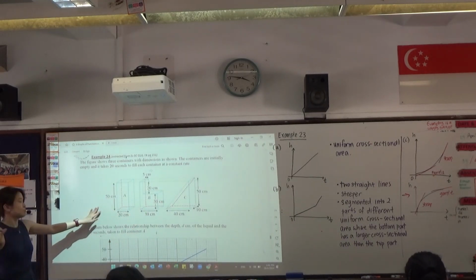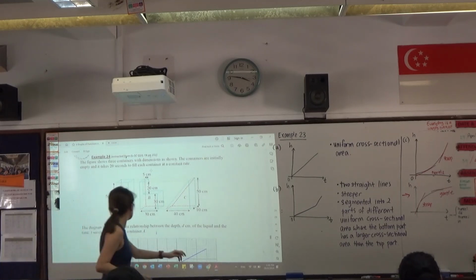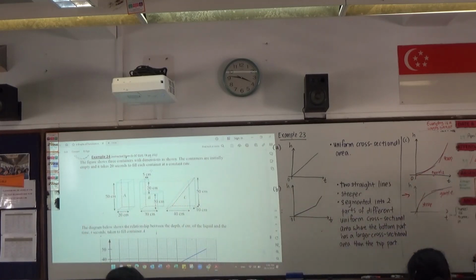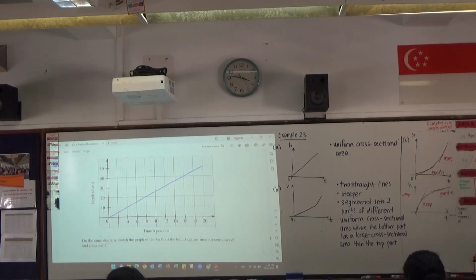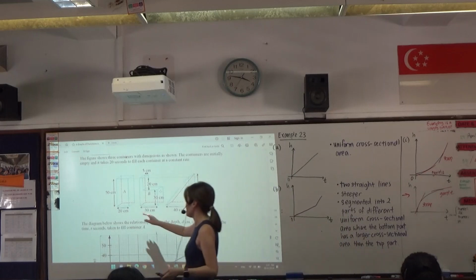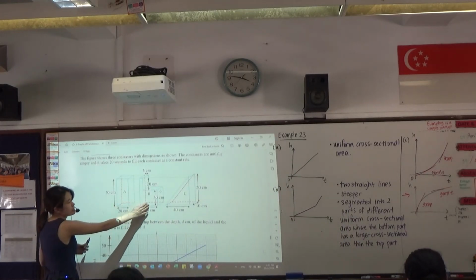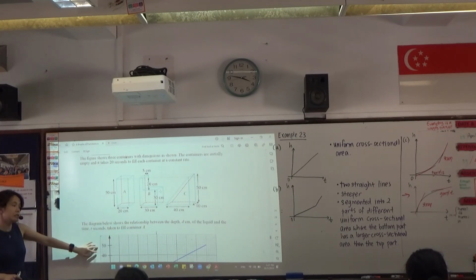Okay? So it says that the diagram below shows the relationship between the depth of the liquid and the time in seconds taken to fill container A. So we have this over here. On this diagram, we want to draw a sketch for container B and container C. Okay? We see that container B looks very different from container A. We expect differences. Okay, the base is also different. Now, the graph that we are given, the grid is actually an accurate drawn to scale one.